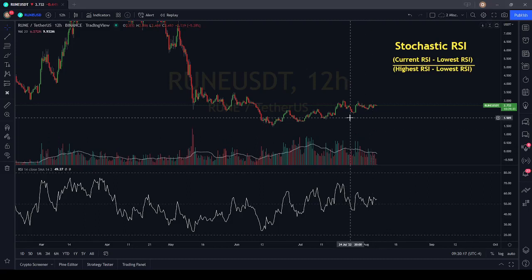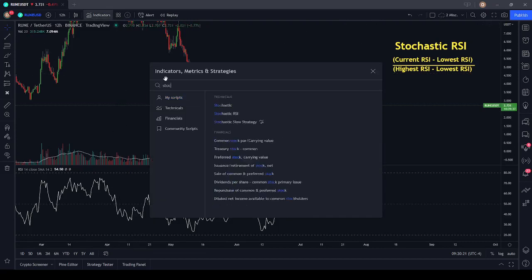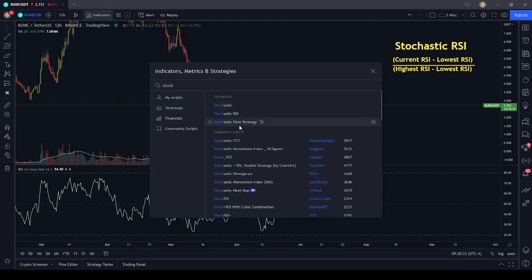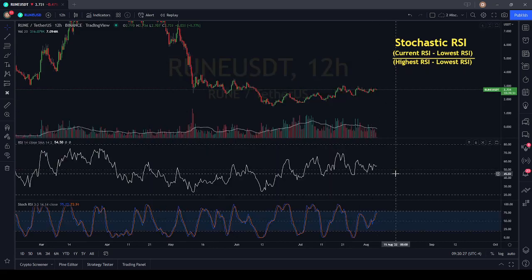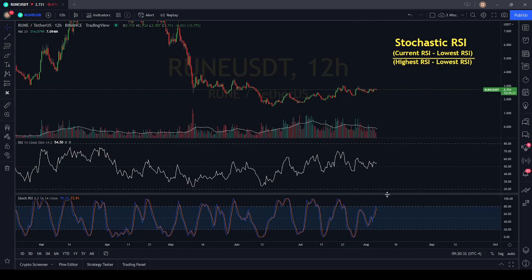All right, let's put the stochastic RSI on our charts. If we go to indicators, we just type in stock and then stochastic RSI. All right, and so what is stochastic RSI? If we look at it mathematically first, we have this calculation that I have up here.